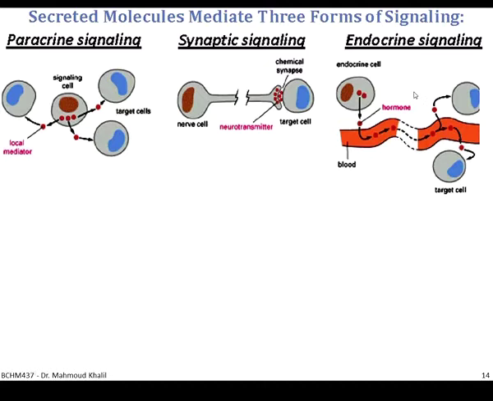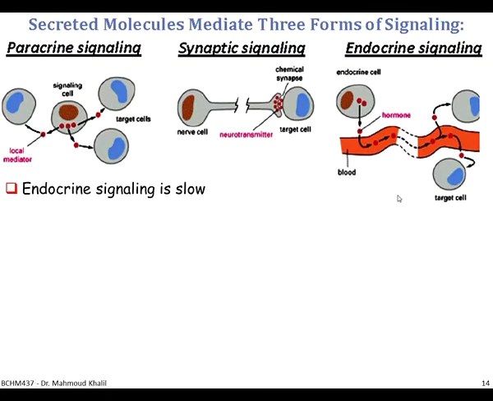The third type of signaling, which is actually what we are dealing with in this course, is endocrine signaling, in which the endocrine cell will secrete a hormone, and this hormone will pass into the blood, carried by the bloodstream over a relatively long distance until reaching, as well, a target cell.